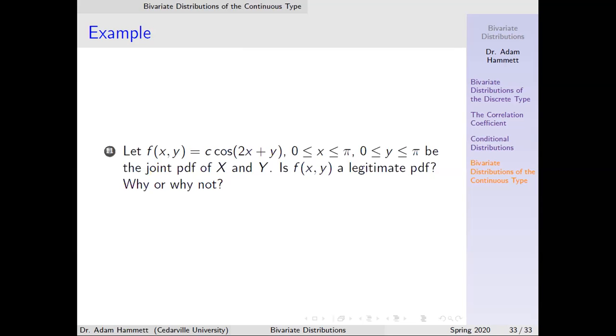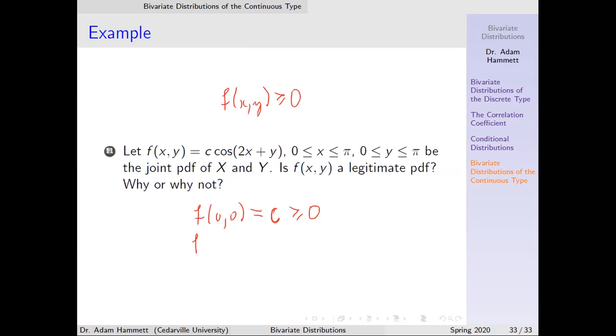So if I plug in 0, note f of 0,0 is equal to, right, what's the cosine of 0? Well, that's 1, so this is c. And remember, this thing would have to be greater than or equal to 0, right? Remember, the requirement on f of x,y is that f of x,y needs to be greater than or equal to 0 all the time, yeah? Well, are there some other values where that doesn't happen?